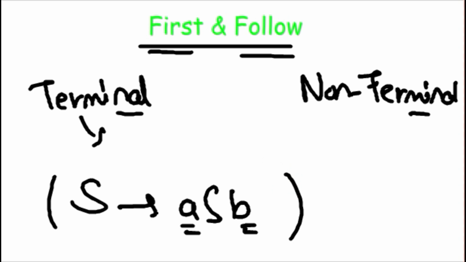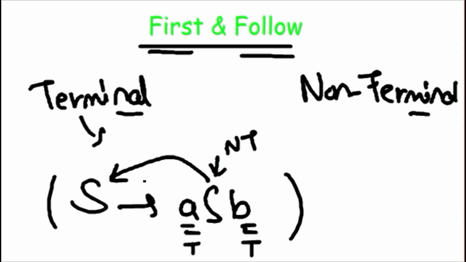In this production, small a and small b are called terminal symbols because they do not have any end. Whereas if you look at capital S, this is called a non-terminal symbol because capital S can be derived from this S. So we can use this S to derive this S, and therefore it does not have an end, and anything that does not have an end is called a non-terminal.